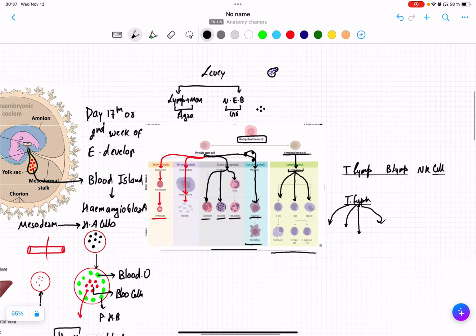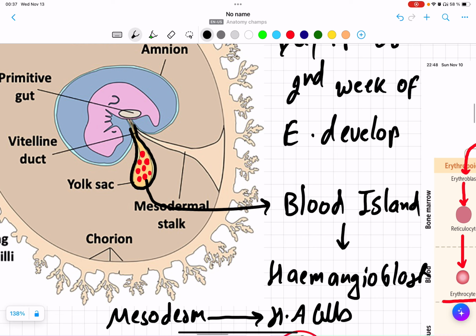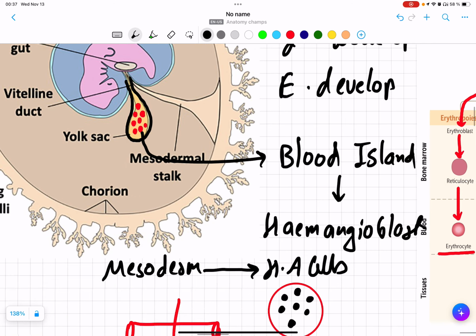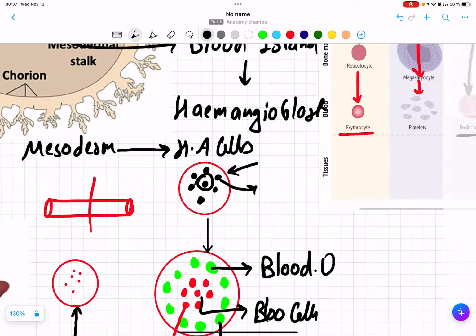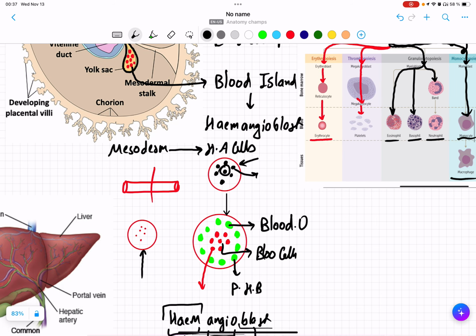So a quick revision. Second week, mesodermal cells came. They formed a cluster of your hemangioblast. This is the cluster of hemangioblast, and the cluster is known as blood island. In that, the peripheral cells will give rise to blood vessels. The central cells will give rise to blood cells. Got it? Great. Now, mark my word.